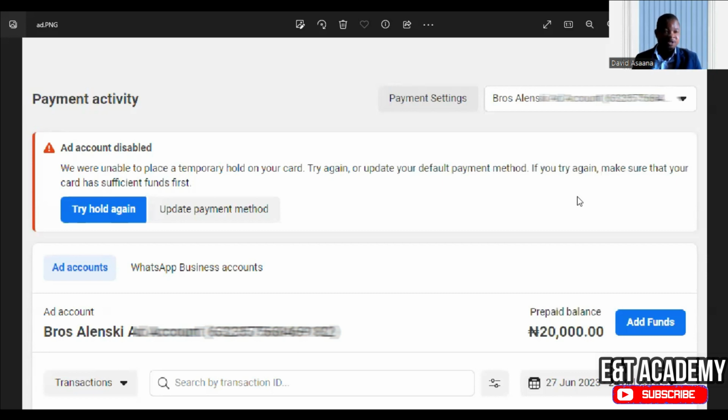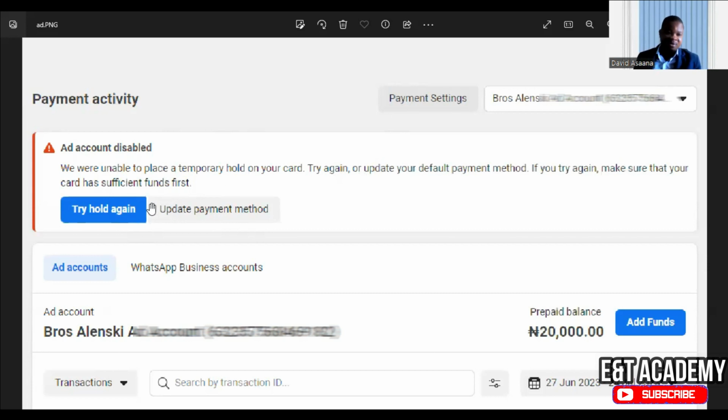This particular restriction has really been a big problem to so many people. They will try on several occasions. You want to run an advert. The advert is active, but it's not delivering. And then when you go to your payment settings, you see something like "temporary hold unsuccessful, try hold again."